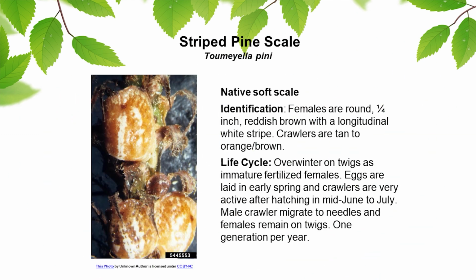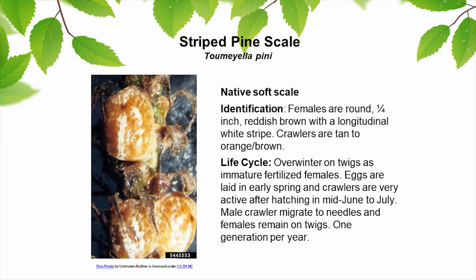Striped Pine Scale. Striped Pine Scale is a soft scale that is native to the United States. Striped Pine Scale adult females are round, 1/4 of an inch in diameter. They are a reddish-brown color with a longitudinal cream-white stripe. They resemble miniature helmets. Crawlers are tan to orange-brown in color.